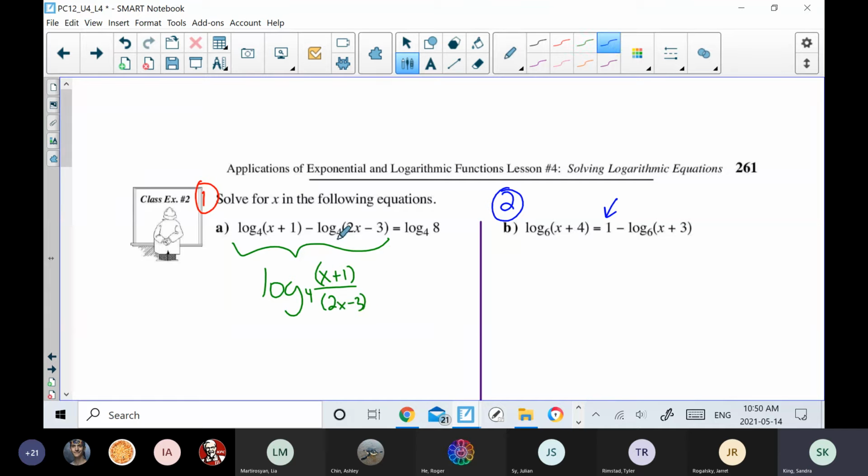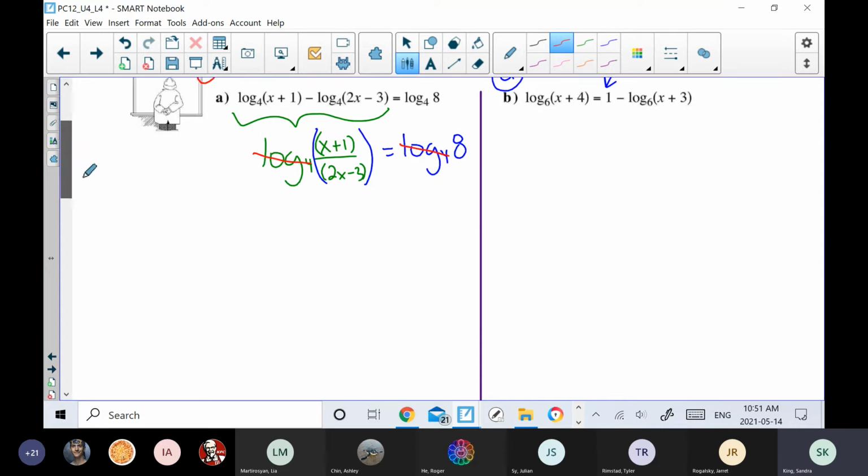And I'm actually going to put this in a bracket to show that this is my argument, is equal to log base 4 of 8. So now for case 1, once you have a log on both sides of your equal sign and they're the same base, they will always be the same base. They'll never try to trick you by having different bases. You get to drop your logs and you equate your arguments. x plus 1 over 2x minus 3 is equal to 8.